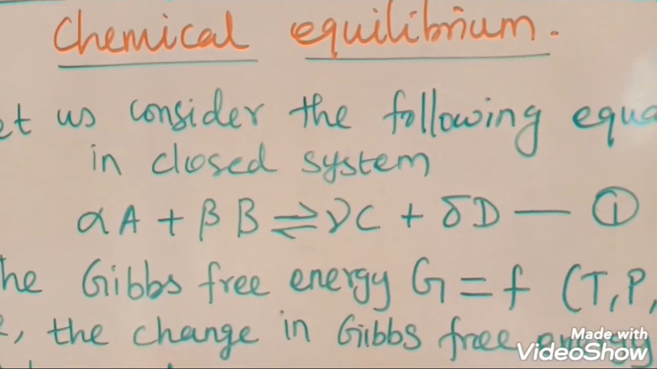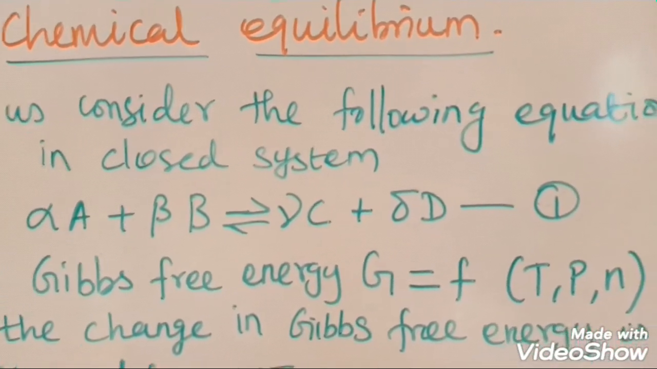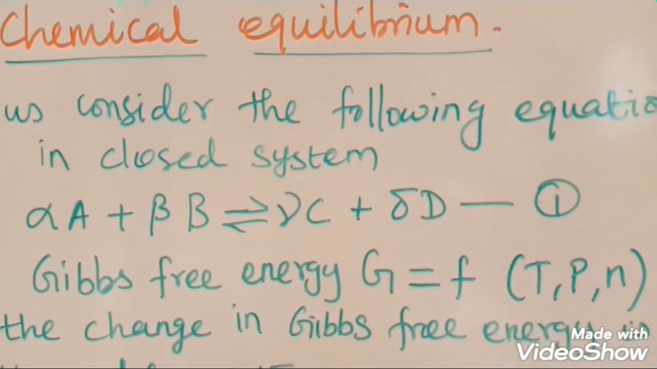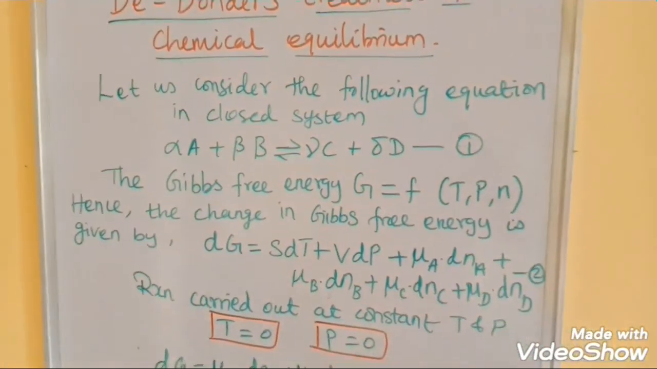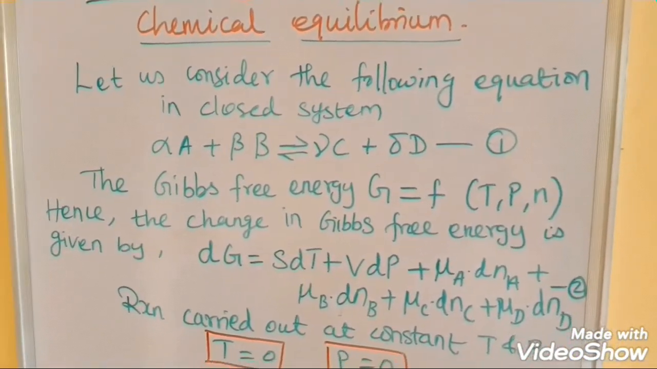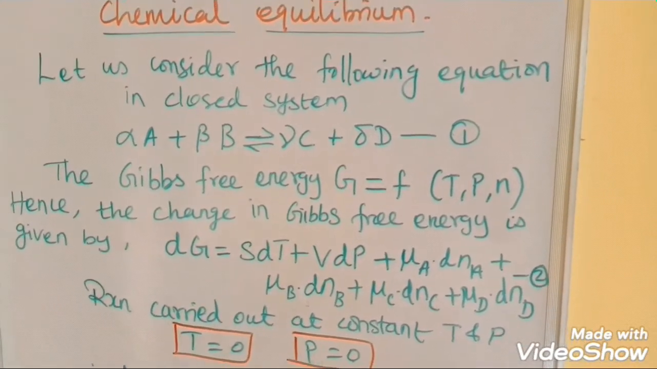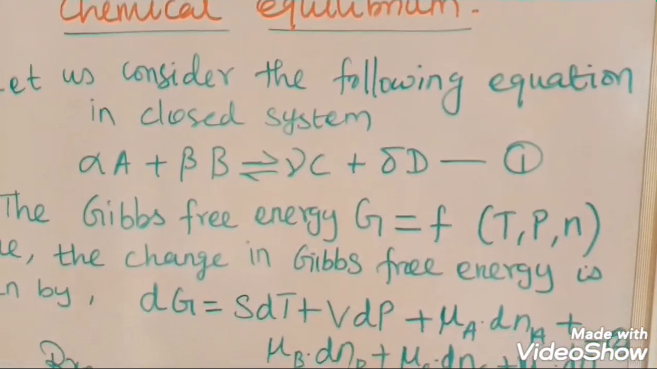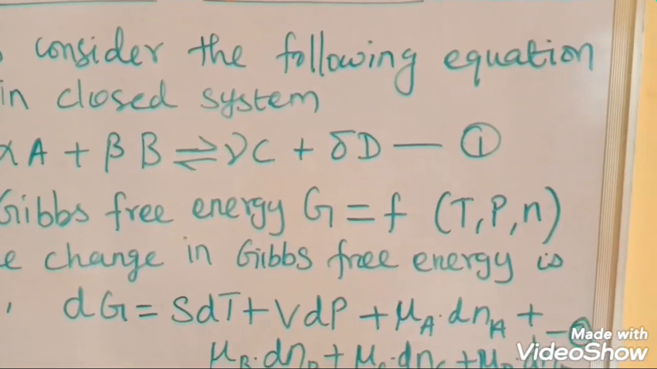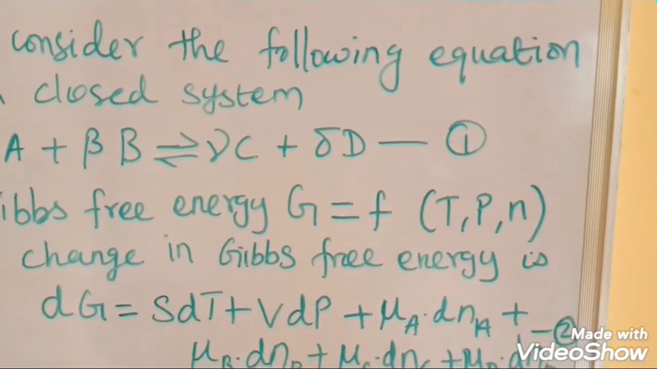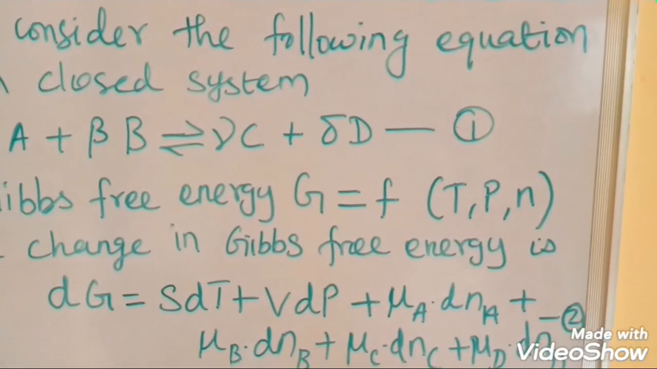Alpha moles of A plus beta moles of B react to give gamma moles of C and delta moles of D. This is equation 1. We already know the Gibbs free energy value; it is simply denoted as G. The Gibbs free energy G depends on the functions temperature, pressure and number of moles of the reactant.